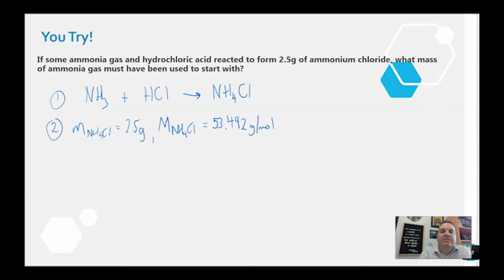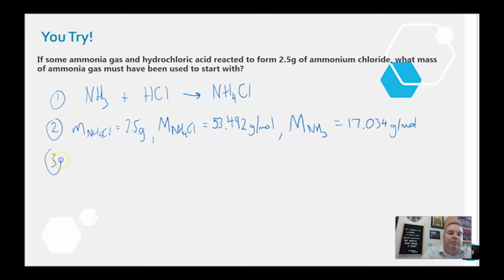And the question is asking us to work out what mass of ammonia gas. So we want to work out molar mass of ammonia. All right, so that's going to be 17.034 grams per mole. So that's working out what we know. So writing down what we know.